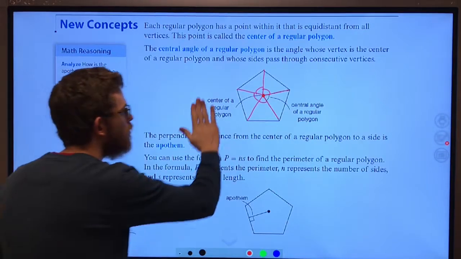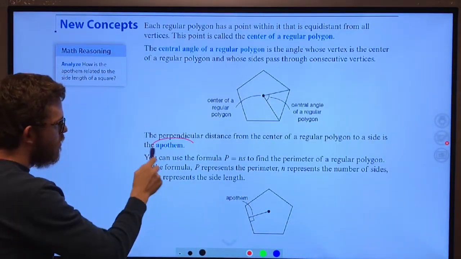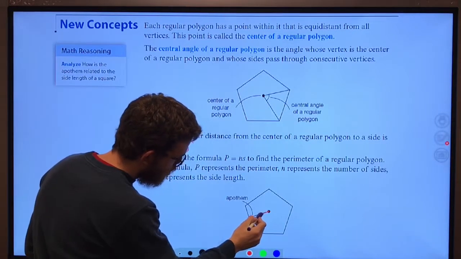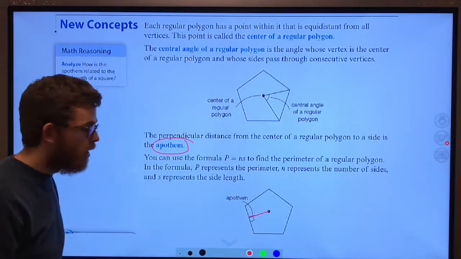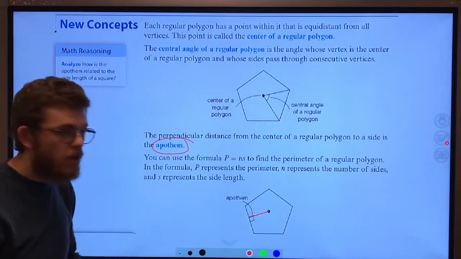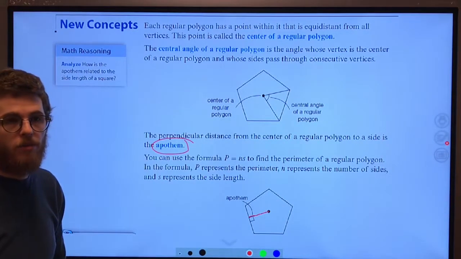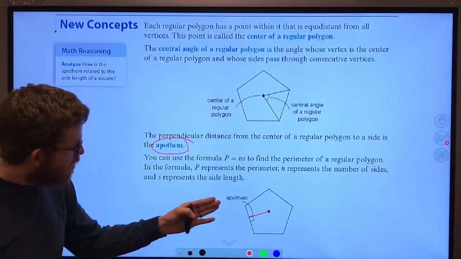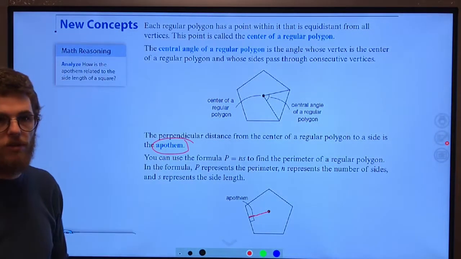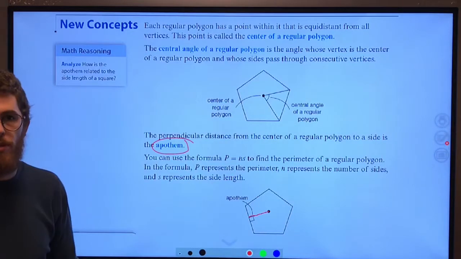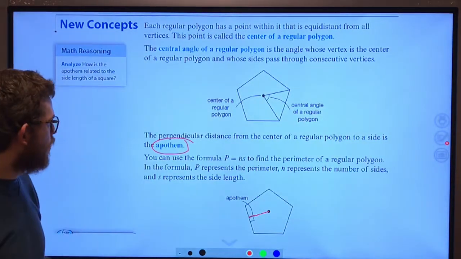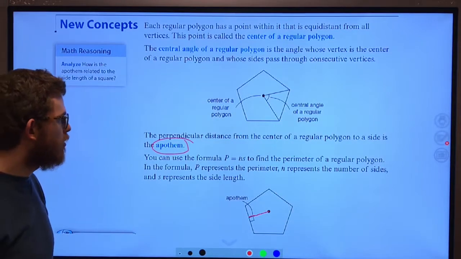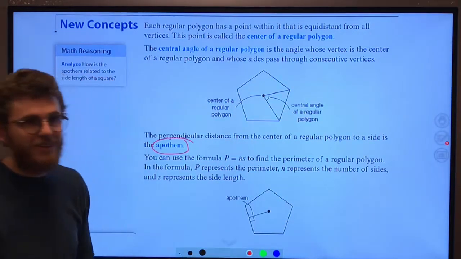Well, an apothem is the line from the center of our polygon that connects to our side at a perpendicular intersection. It is the line perpendicular from the side of our polygon to the center. The perpendicular distance from the center of a regular polygon to its side is the apothem. So it is a distance.